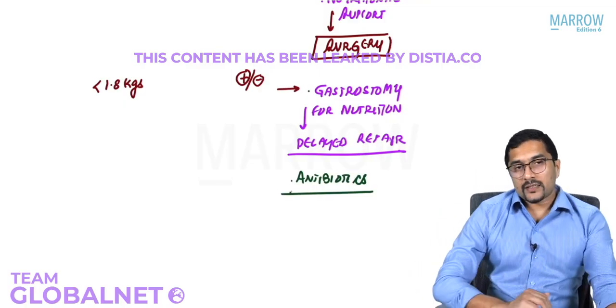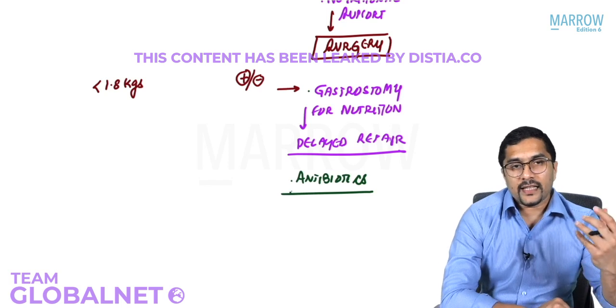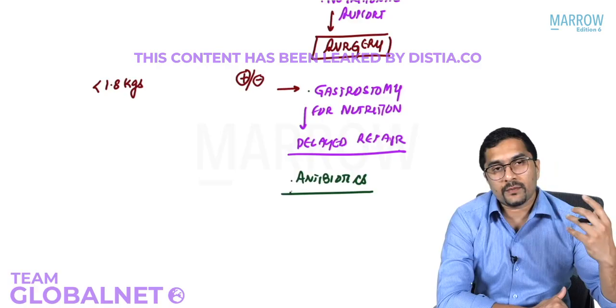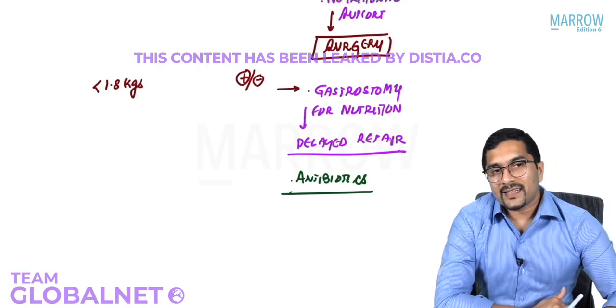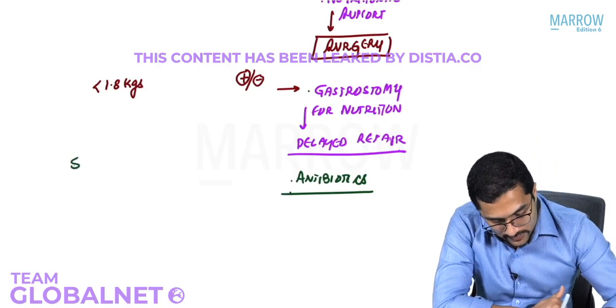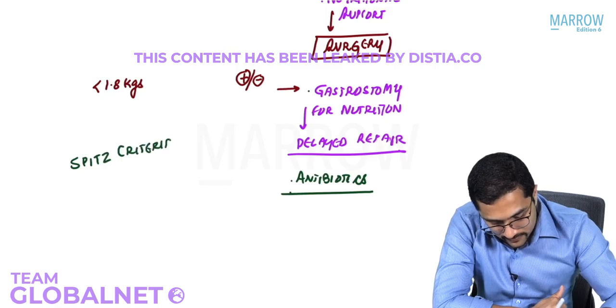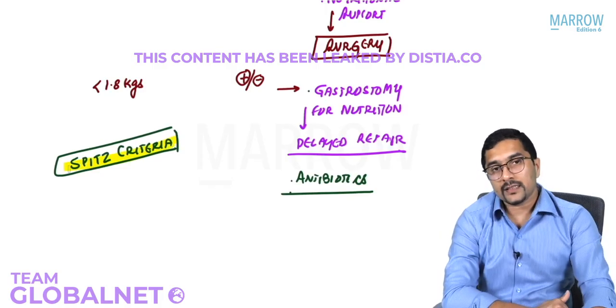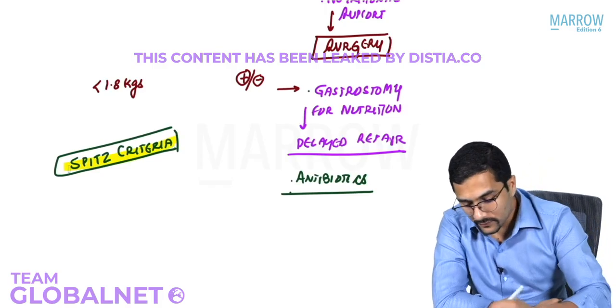So this is the Waterston's criteria. There are other criteria also, but Waterston's is the most popular one, which has been asked in the exam as well. The other criteria which you can remember is known as the Spitz criteria. You don't need to know the detail, just remember the name. That another criteria is the Spitz criteria.